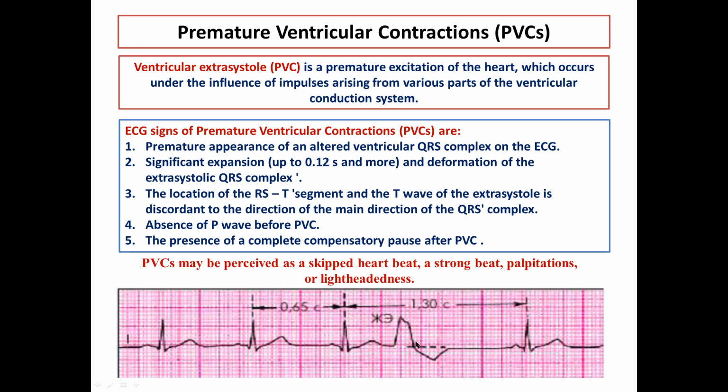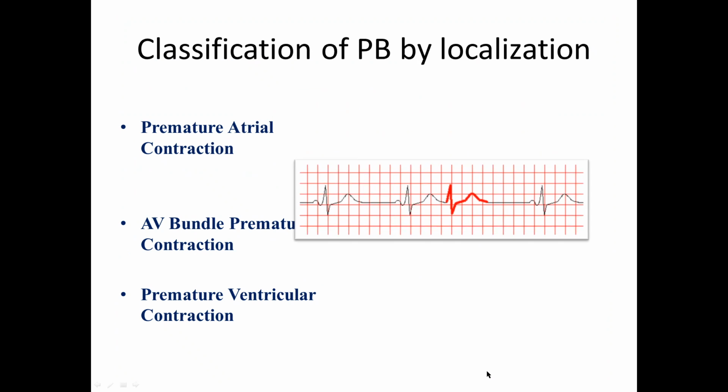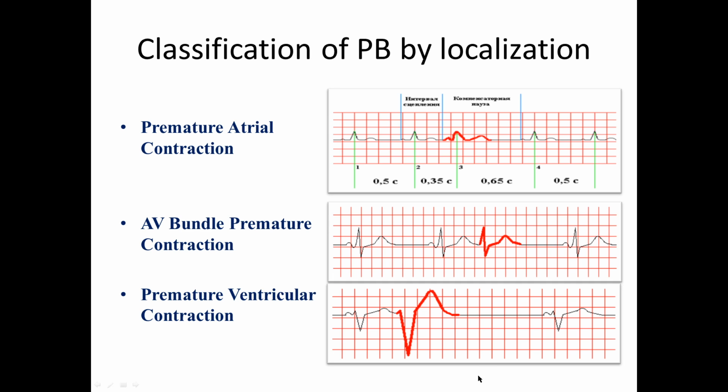The RST segment and the T wave of the extrasystole are discordant to the main direction of the QRS complex, and there is absence of P wave before premature complexes. There is no P wave. Here is T wave, P, QRST, and just after T appears a deformed QRS complex, and presence of a complete compensatory pause after this extrasystole. And here you see there are three types again.